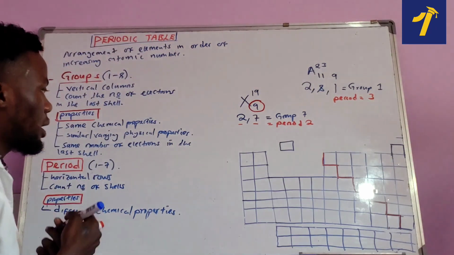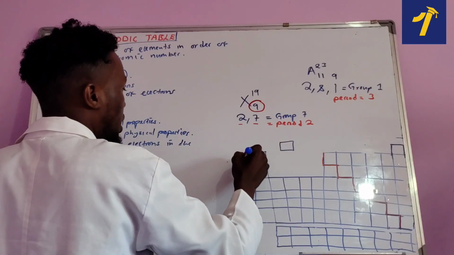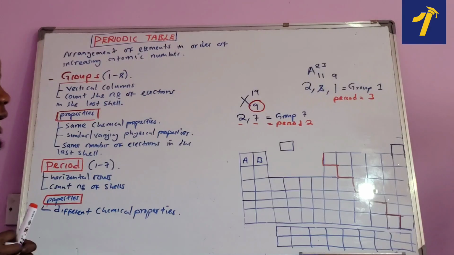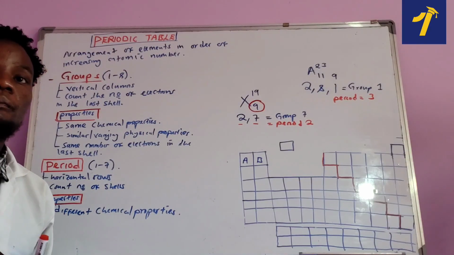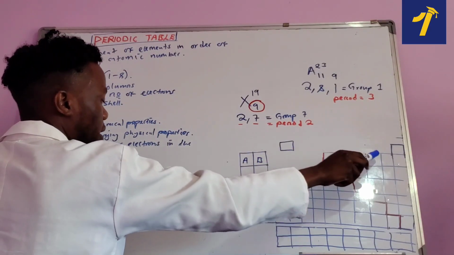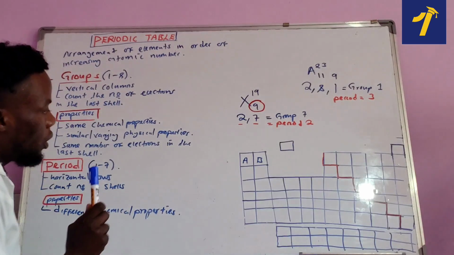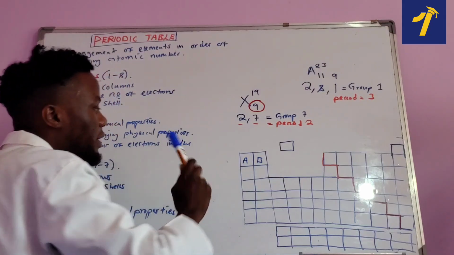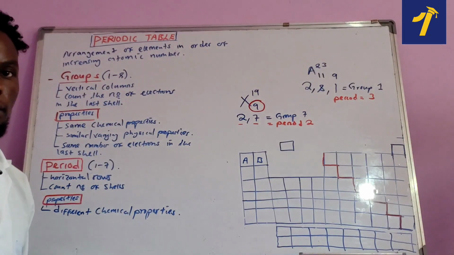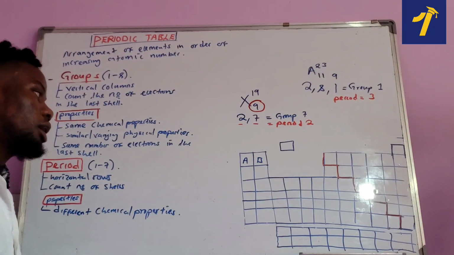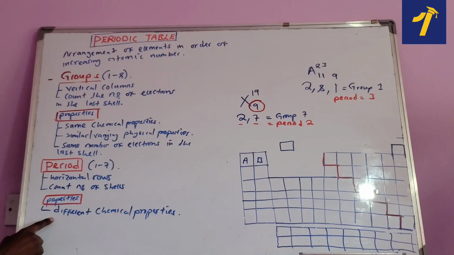Okay, let's say this is element A and this is element B. Element A and B, they are in the same period, as you can see. If you go like this, this is the period. Although they are in the same period, the way they react with other atoms differs. It's going to be different because they are in different groups. So they are going to have different chemical properties. That's the important concept that you need to take note of.